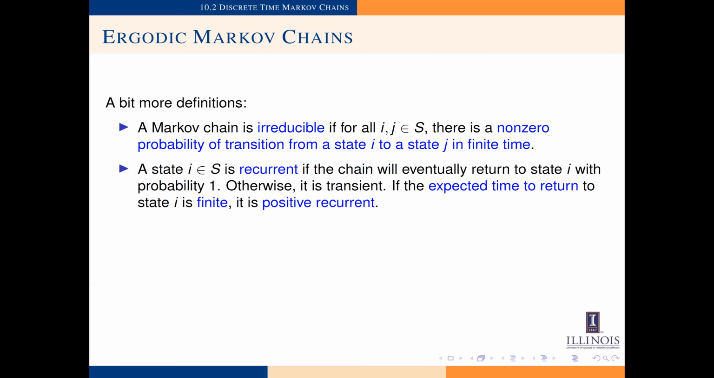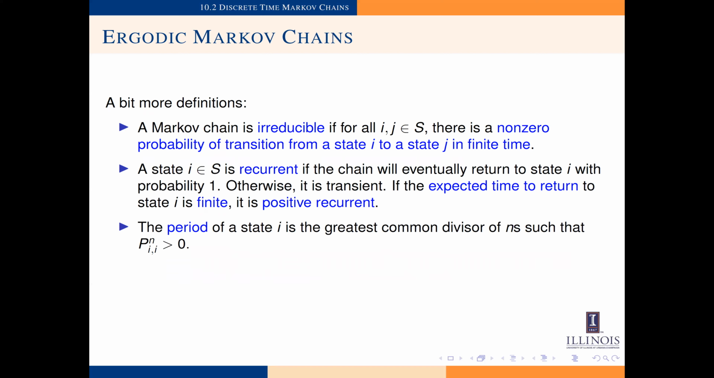A state i is called recurrent if the chain will eventually return to state i with probability 1. Otherwise, it is called transient. If the expected time to return to state i is finite, then state i is called positive recurrent.